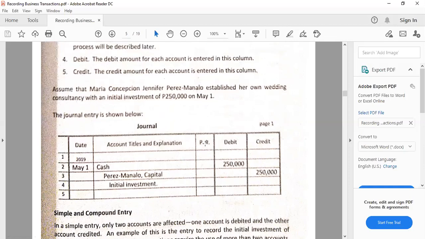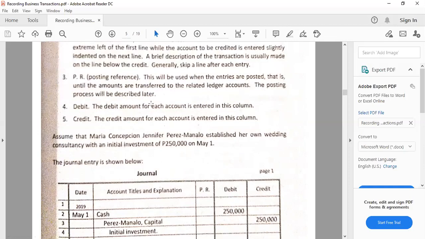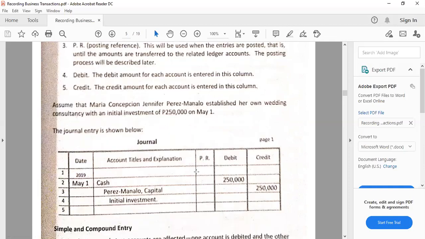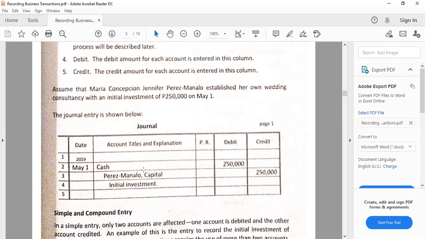Next is PR, posting reference. PR, or posting reference, is actually the code of the account that is found on the chart of accounts. You will know that later on. The list of account titles is called the chart of accounts. You will notice there that, for example, cash has a code of, let's say, 100. So we write here 100, and so on. For capital, let's say it's 310. So we write here 310.